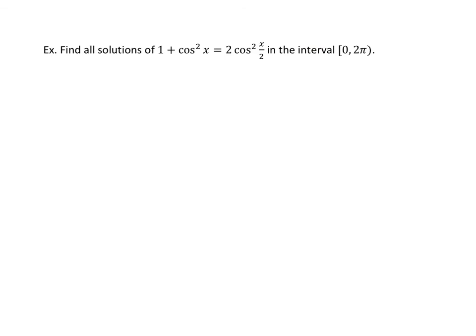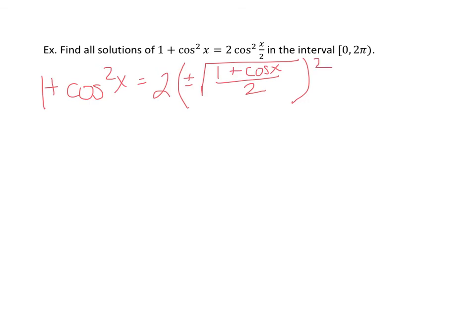Okay, we're going to practice solving. We're going to end up having to use our identities. First thing we need to do is substitute in the identity. So I'm going to have 1 plus cosine squared x equals 2. And instead of cosine squared x over 2, I'm going to plug in the identity for cosine squared x over 2, or cosine x over 2, and then I'm going to square it. So this is going to be plus or minus the square root of 1 plus cosine x over 2 squared.